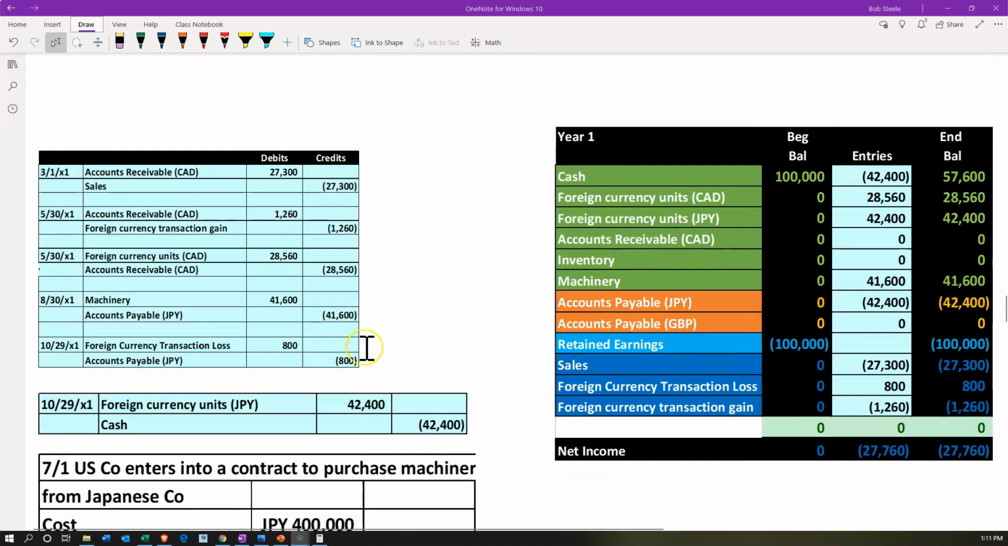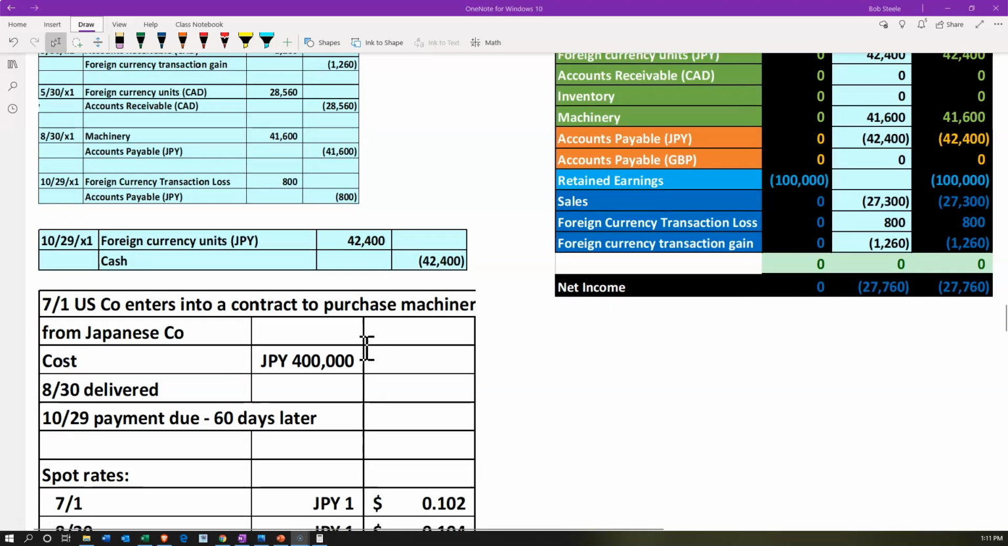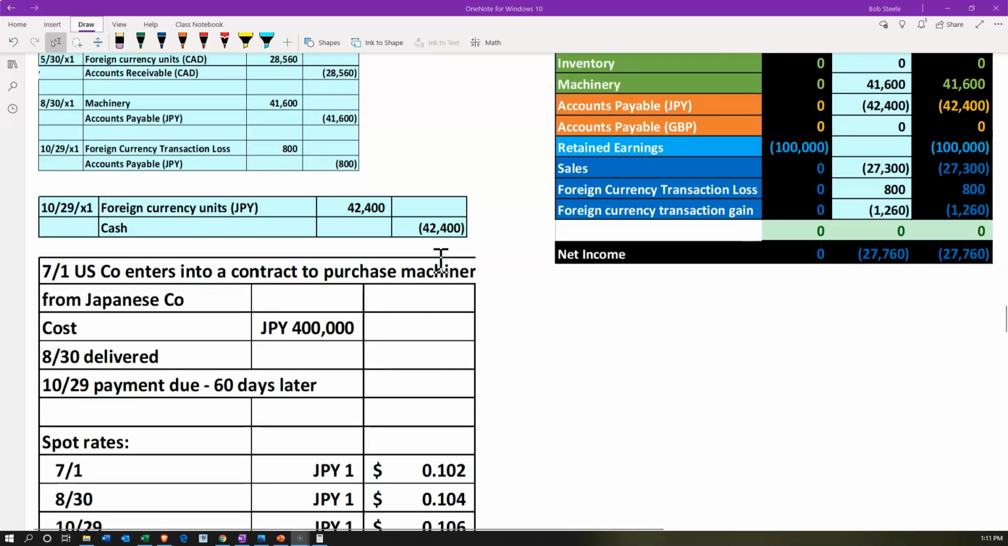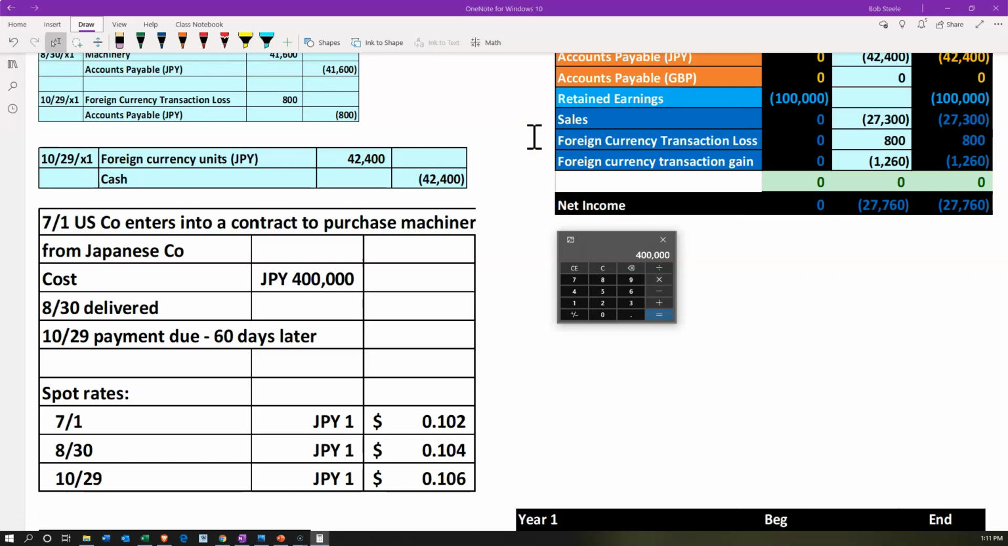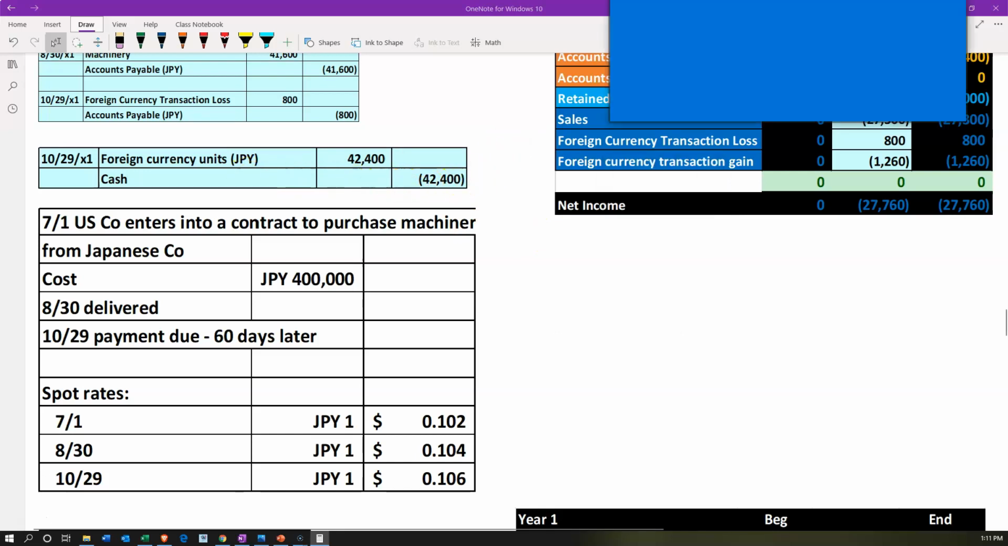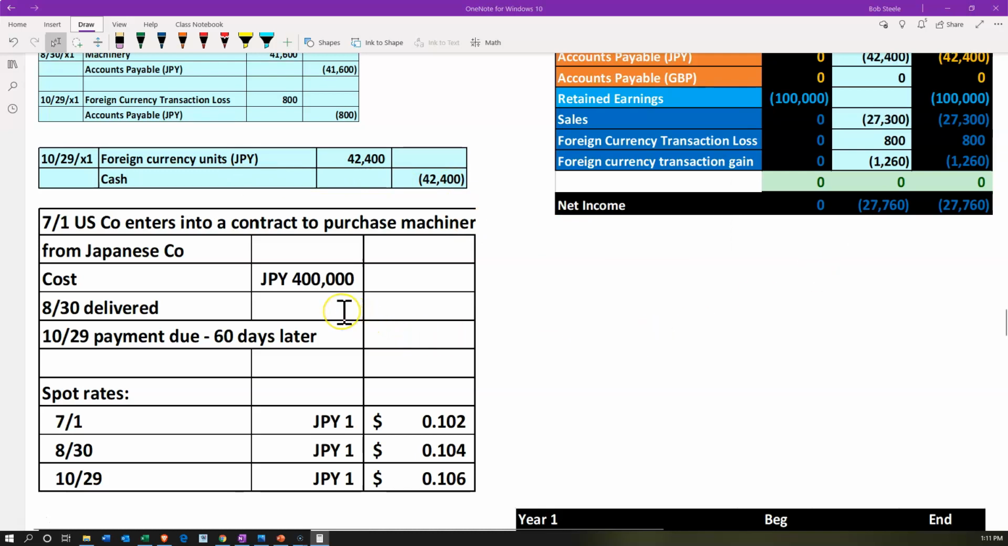Okay, so now we need some yen. We've got to get some yen because we've got to pay off this debt that we have. And we already know what the current spot rate is. So we're just going to say cash is going to go down. We're going to spend some of our US dollars and purchase some yen. And we already know what the spot rate is because this is happening on 10/29. So we're simply going to buy enough yen for us to pay this off, which is going to be the 400,000 times the 0.106 is the equivalent. So we're going to record on our books the foreign currency in the units of yen. So we purchased 400,000 yen.